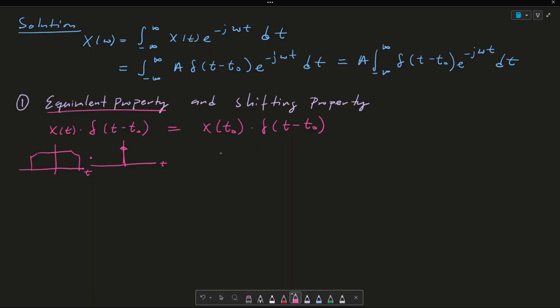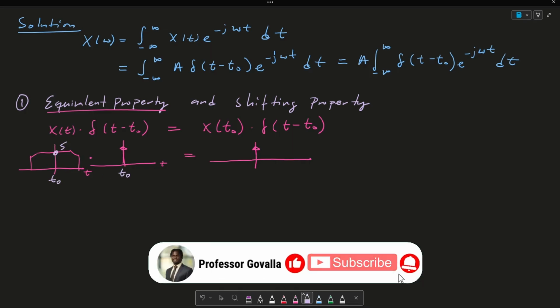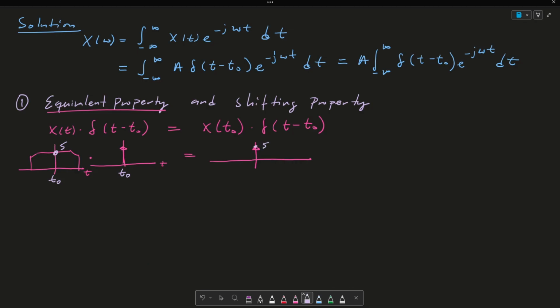So essentially, this is going to be equated to my x of t value. Just to be specific, if this is t0 and this is t0, and this value here, let me say it's 5, that's the value that's going to come out. The rest of everything else will be 0. So essentially, this is true for all t.